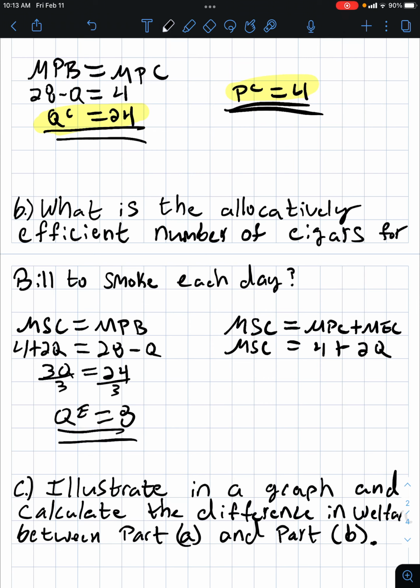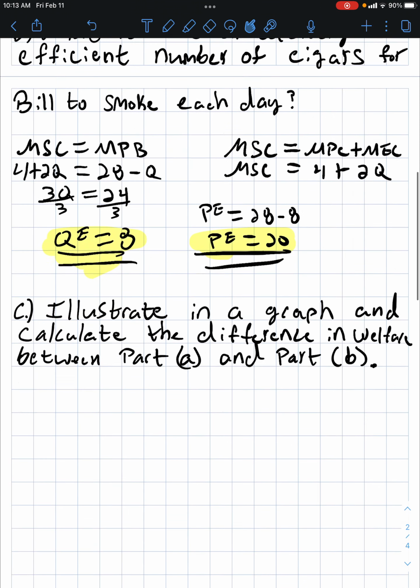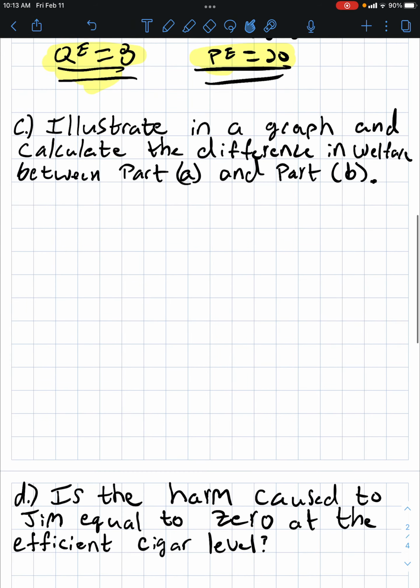We can plug in this QE equal to 8 into either MSC or MPB. We can just plug it into MPB, so we get PE is 28 minus 8, so PE is going to be equal to 20. So the efficient equilibrium quantity is 8 and the price is 20. That's the answer for part B.